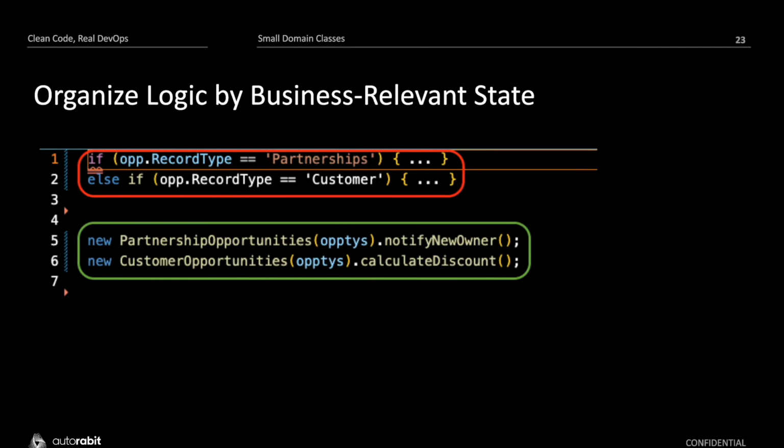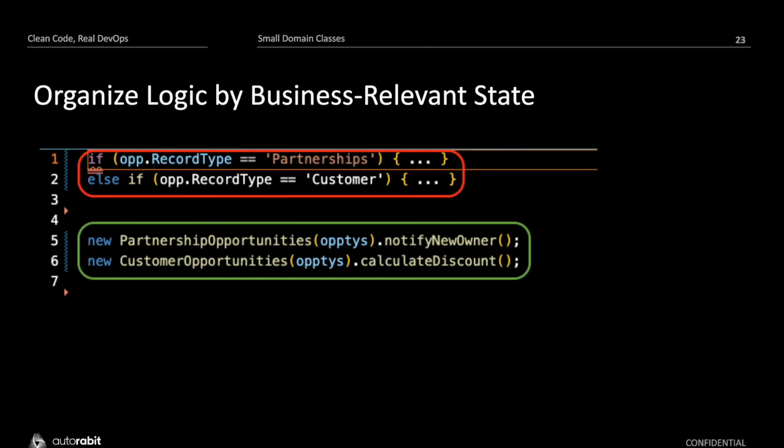So then what I propose is that instead of doing these checks all the time, like these if conditions, you create a class that represents that relevant state. In this case, you could have a class called partnership opportunities and another class called customer opportunities. And so to this class, you just pass a list of opportunities, and the class itself is responsible for filtering the opportunities that do not meet the requirement or the conditions. In this case, that the record type is partnership.